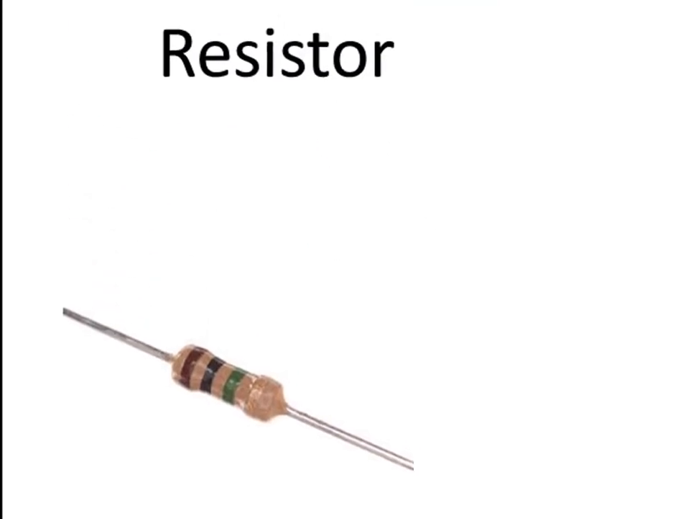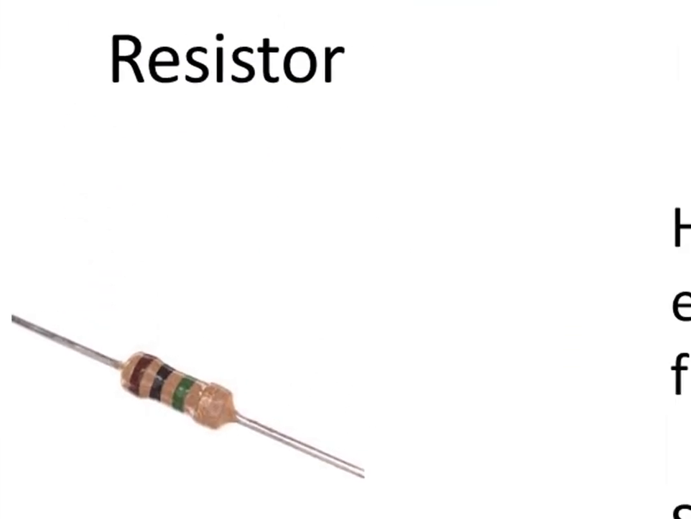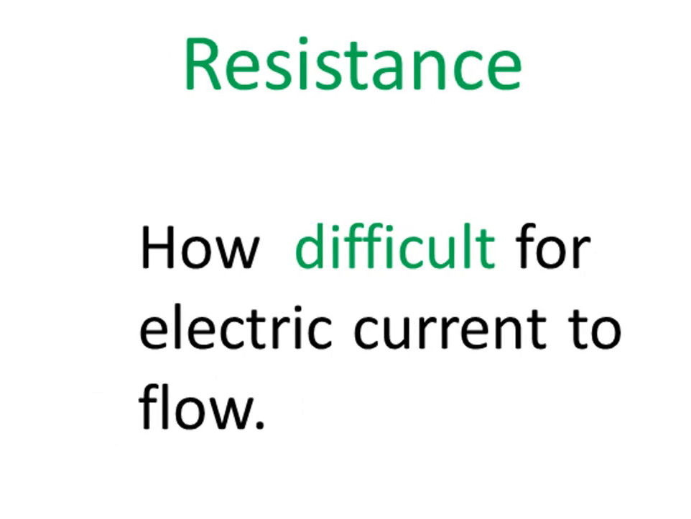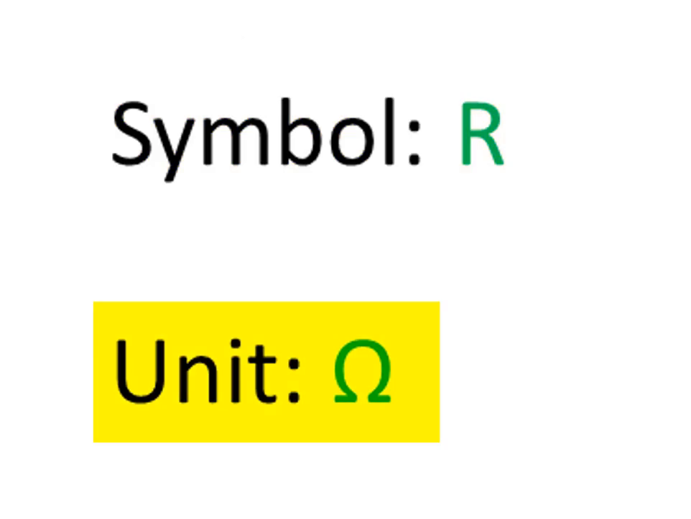A resistor is an electronic component as shown in the picture, and it has resistance. Resistance is a property which some components like resistors and bulbs have, and resistance means how difficult that component makes it for electric current to flow through it. The symbol of resistance is R and its unit is ohms.